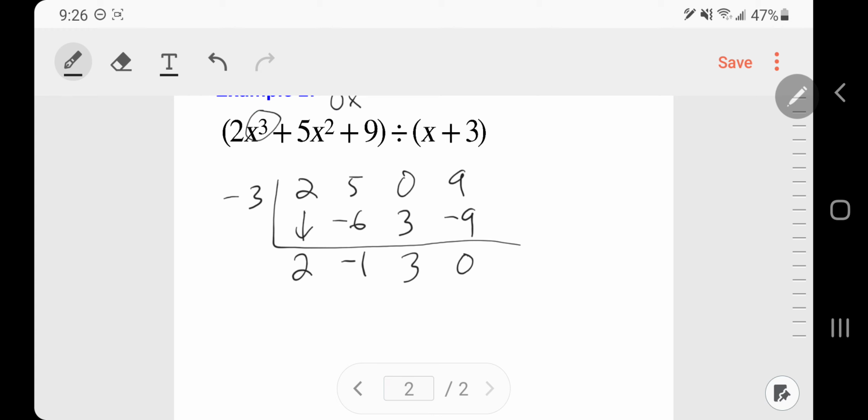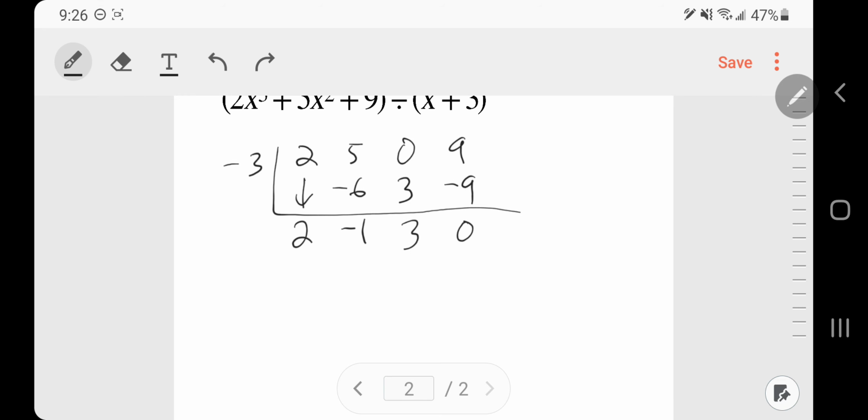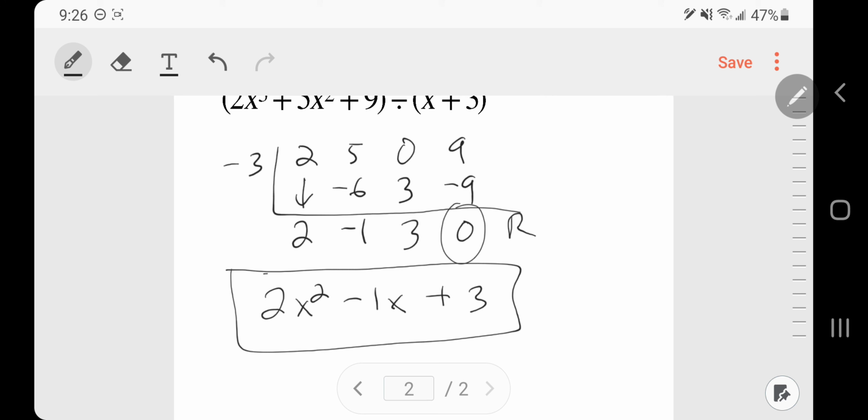All right, again, largest one we have here is x to the third. So we're going to have an x squared as our biggest one here. So it's going to be 2x squared minus 1x plus 3. And because we have 0 as our remainder, that means that we don't have a remainder. So that's going to be our final answer right here. So here's an example of one that does not have a remainder.